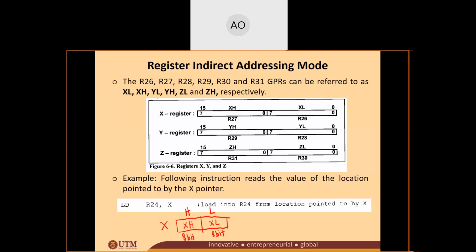So in this case, R26 becomes your XL, your lower byte for pointer register X, while R27 becomes your higher byte of your X register. For the Y, R28 is your low register YL and R29 is your YH. And last but not least, for the Z pointer register, R30 is ZL and R31 is ZH.